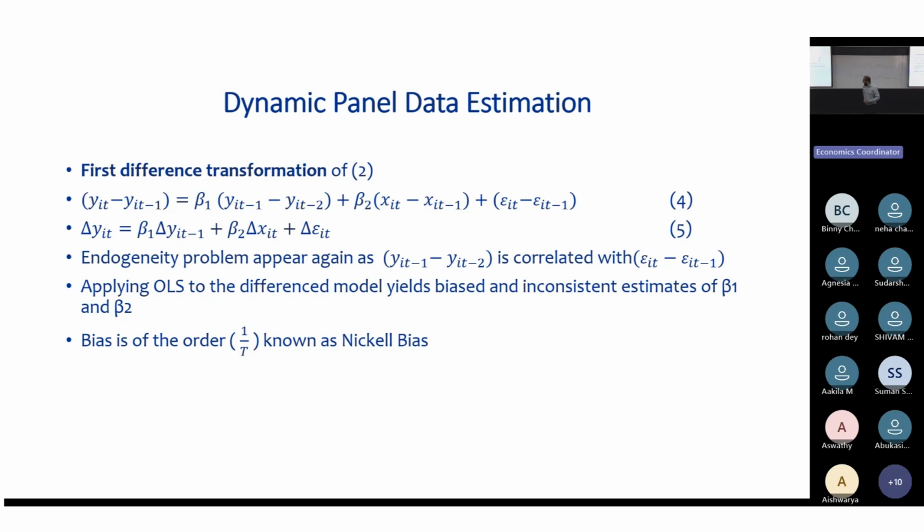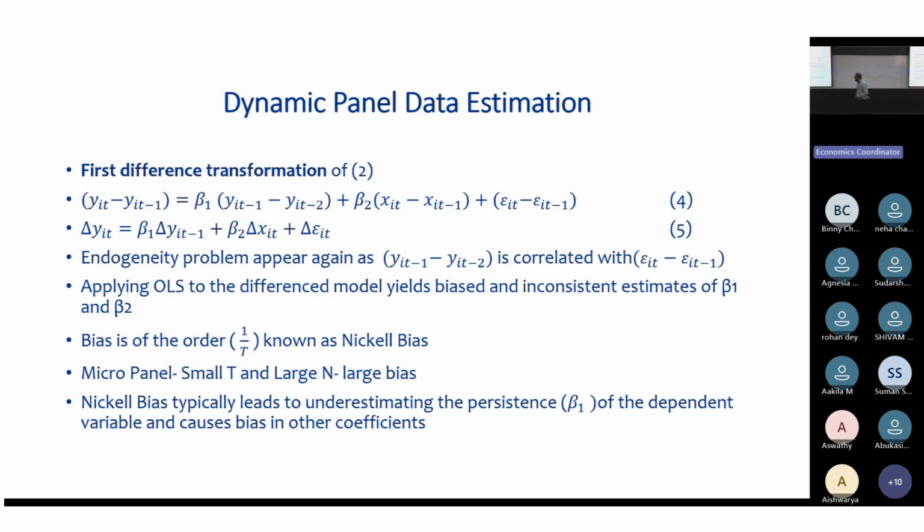And the famous econometrician calculated the value of the bias as 1 by T. So if your T is small, the bias is higher. If you have a higher T, if it is a macro panel, this bias might go away. It might not be a concern for you. But micro panels, which are the typical panels that we get, face this Nickell bias.